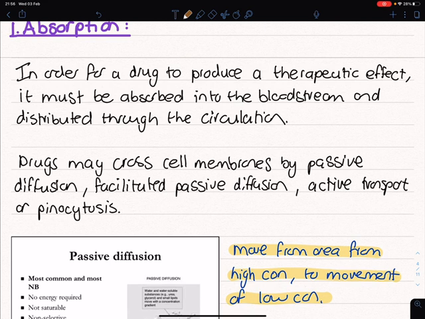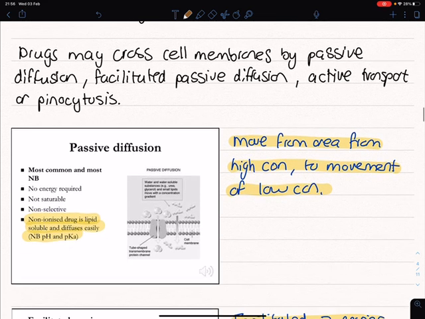Drugs can cross cell membranes in 4 ways. First is passive diffusion, then facilitated passive diffusion, then pinocytosis, as well as active transport. So that's the 4 ways.